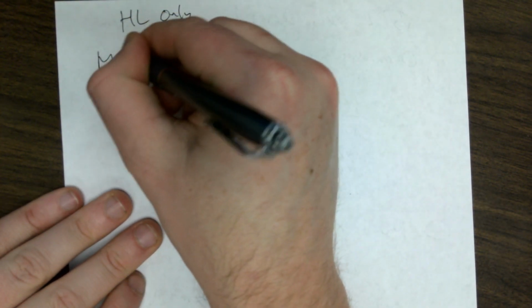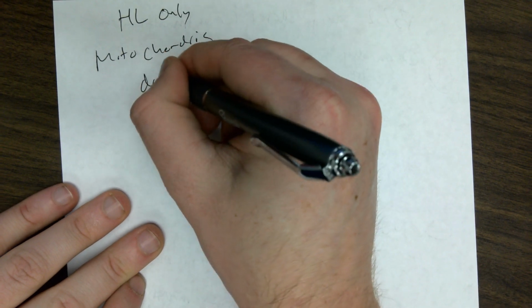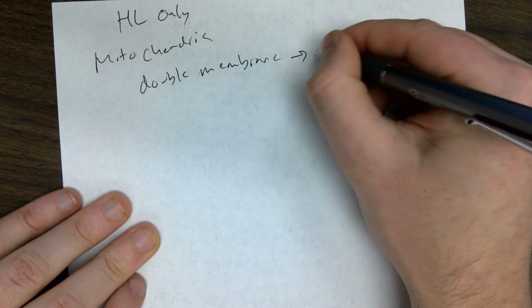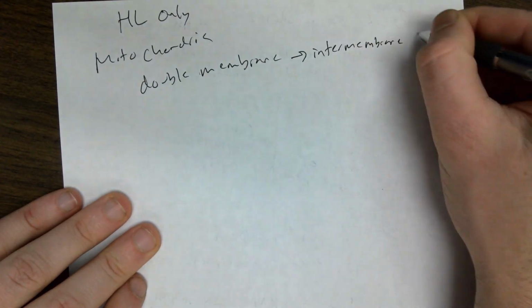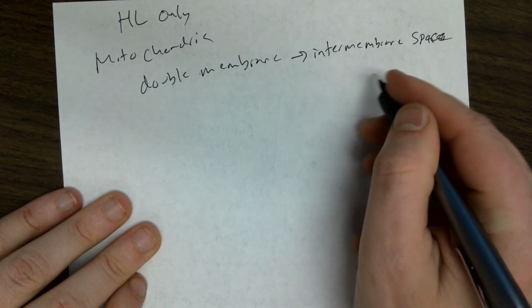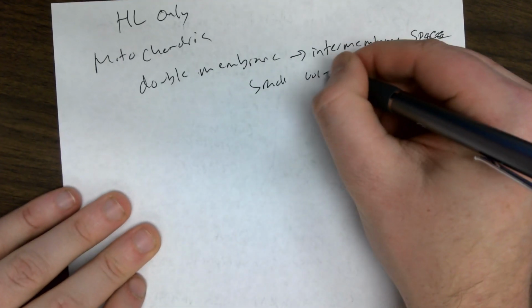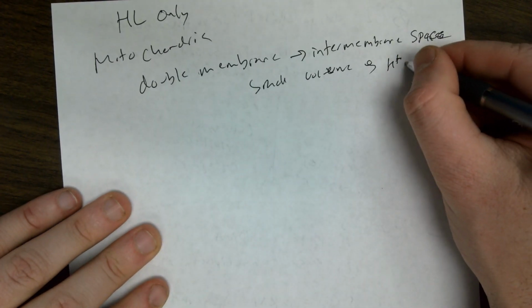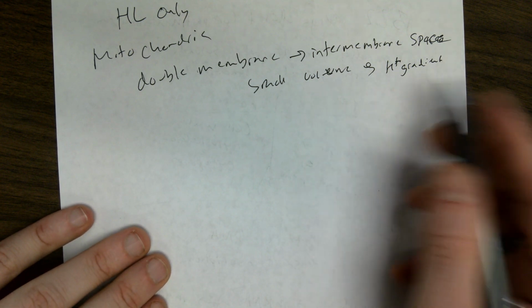Mitochondria. So the mitochondria has a double membrane, which creates the intermembrane space. The double membrane is important because it allows for the creation of the intermembrane space, which has a small volume, which means you can get a high hydrogen gradient, because your gradient is the number of particles over the volume.